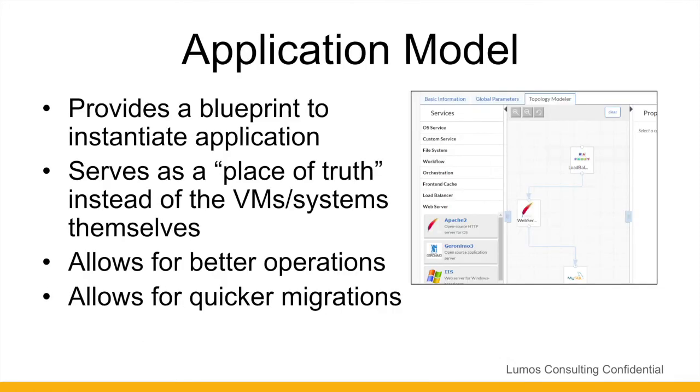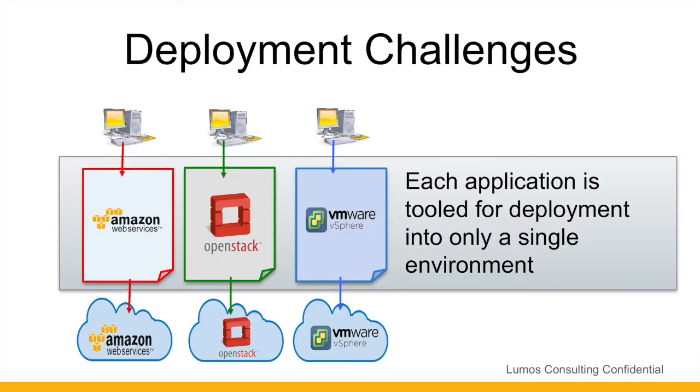So all of this together, we are going to encompass this, and we're going to call this an application model. So this provides the blueprint to instantiate an application. It serves as the place of truth instead of the VMs and systems themselves. This allows for better operations, and this allows for quicker and better migrations. It also allows us to overcome one of the biggest deployment challenges, which is each application is tooled for different deployment onto a single environment.